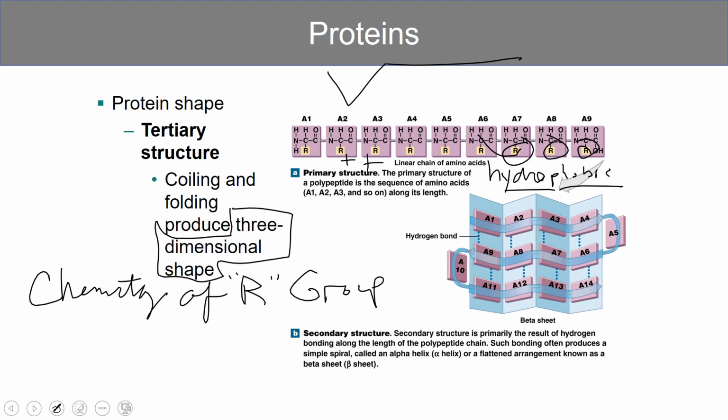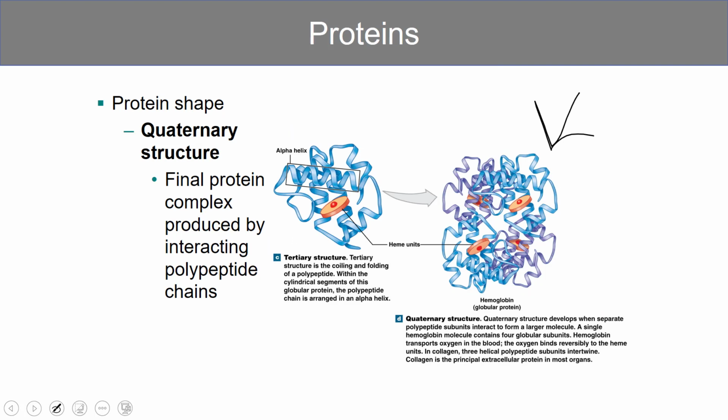All proteins have primary, secondary, and tertiary structures. Some proteins have a quaternary structure. And quaternary structures occur when you have a protein that has multiple subunits. This particular protein is hemoglobin. It's found within our red blood cells, and it carries oxygen. It actually has 4 subunits, 1, 2, 3, 4.